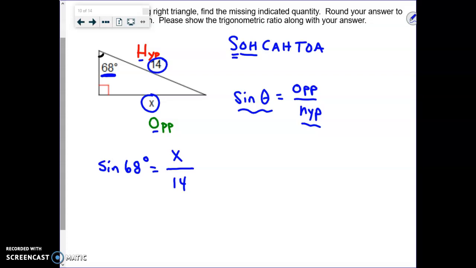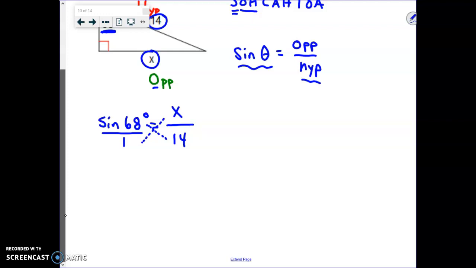I know what you're saying to yourself: how do I solve that for x? Well, remember, back last semester we talked about how to solve a proportion. You're saying, how is this a proportion? Well, if I put this over 1, all I need to do is cross multiply and solve that proportion. So I need to take 1 times x, and I need to take 14 times the sine of 68. I'm going to write that down here. I'm going to take 1 times x, and then set that equal to 14 times the sine of 68 degrees.